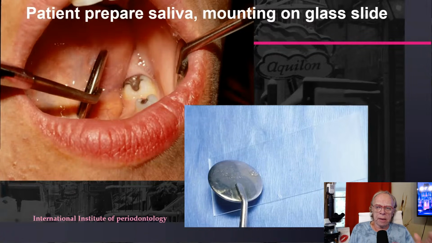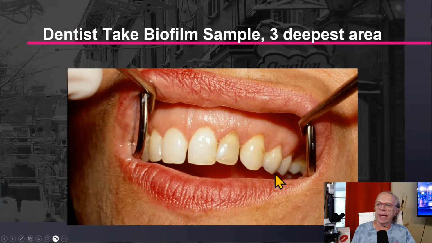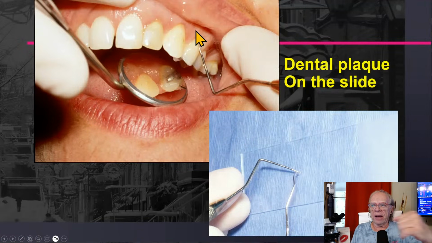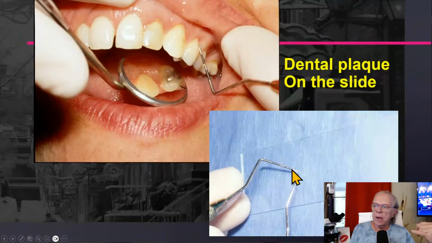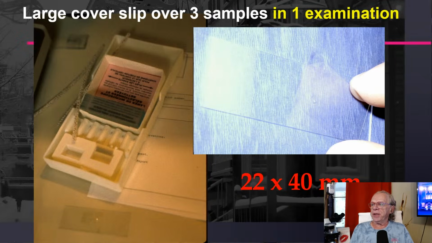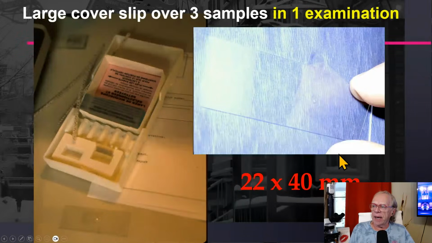So you take the patient's saliva, you put 3-4 drops on the slide, and then you go into the deepest area with the probe, very deep into the sulcus, and just get the plaque from the deepest area of the sulcus. You put it in the saliva, and just take 1 second so you keep everything alive, okay? And then you put the cover slide on top of it.